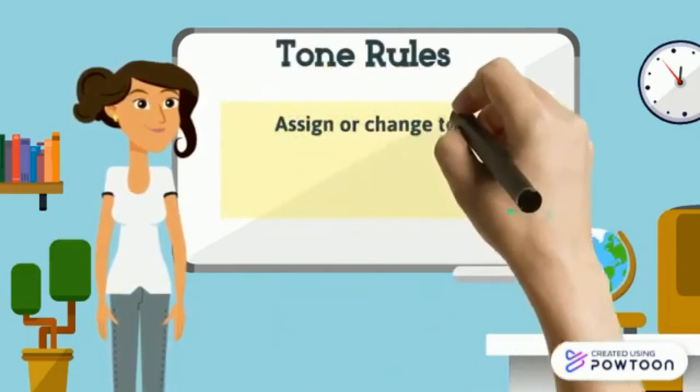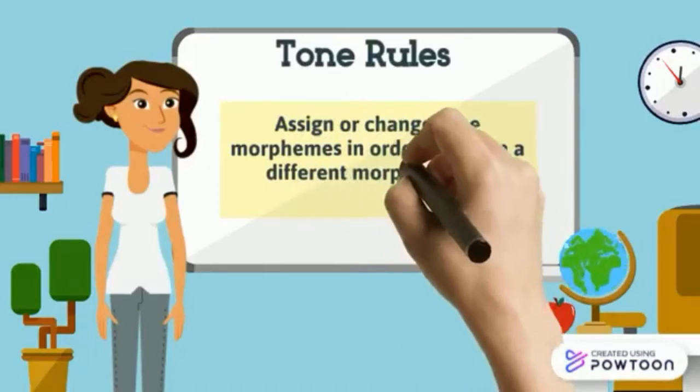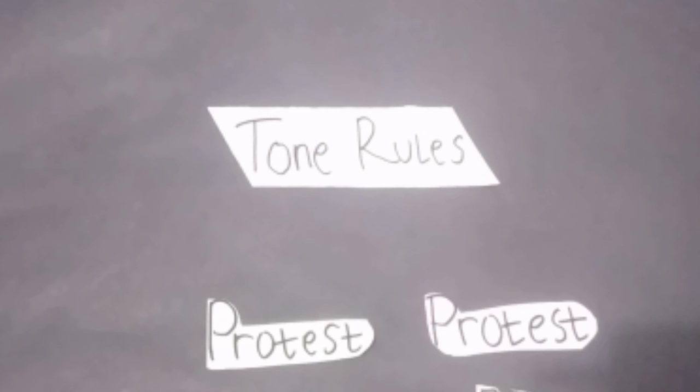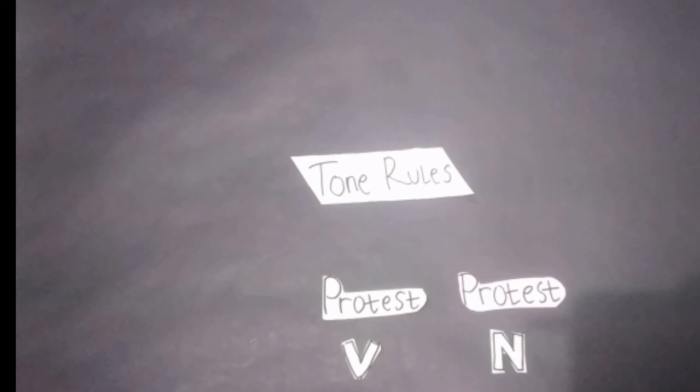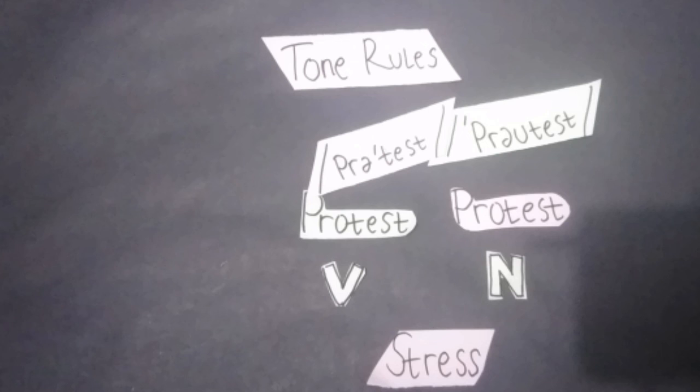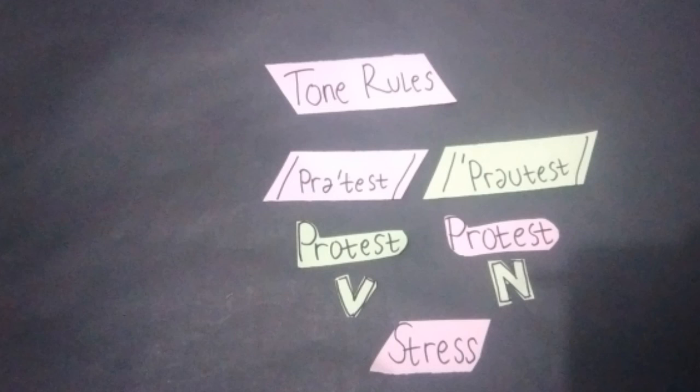Okay, next is tone rules. Tone rule is assigning or changing tone on morphemes in order to derive a different morphological category. So, an example in English is protest as a noun and protest as a verb. When you pronounce the two words, there is a different stress in each syllable. In the Oxford Dictionary, this stress is marked by an apostrophe in front of the syllable. Protest as a noun has stress placement on the first syllable, and protest as a verb has stress placement on the second syllable.